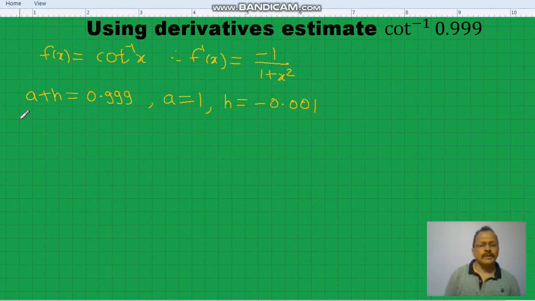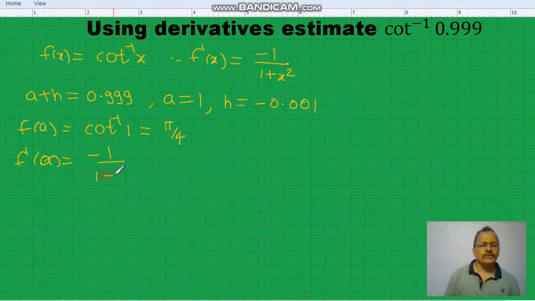and hence the choice for h is minus 0.001. f(a) equal to cot inverse 1. Cot inverse 1 is pi by 4. The value of cot pi by 4 is 1. Therefore, cot inverse 1 is pi by 4. The value of f'(a) equal to minus 1 upon 1 plus 1 square. It is equal to minus half, that is minus 0.5.